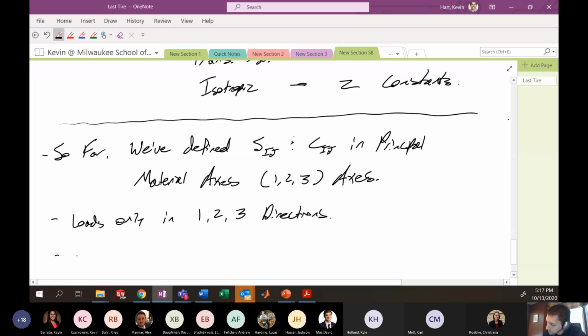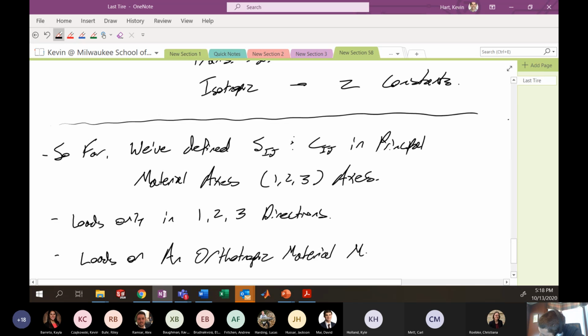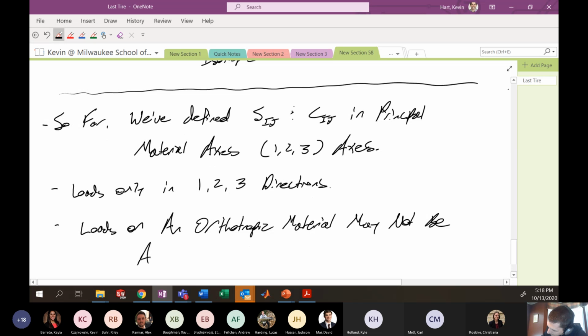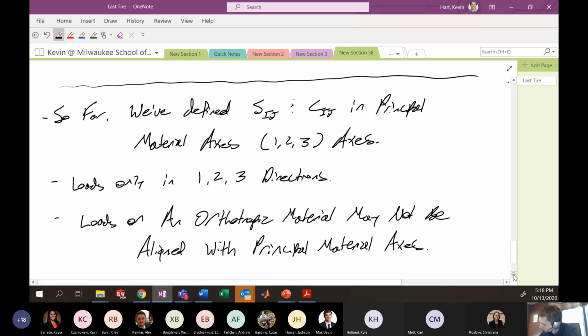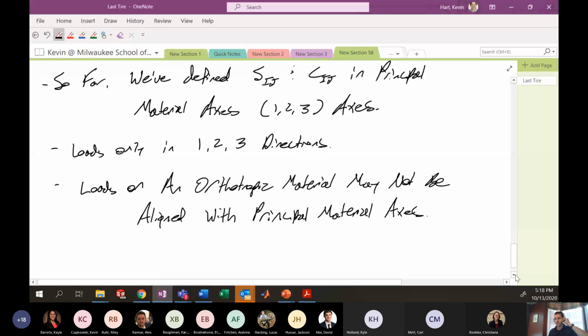Okay, so the loads on an orthotropic material may not be aligned with principal material axes. So maybe let's put a picture to this to really clean it up.